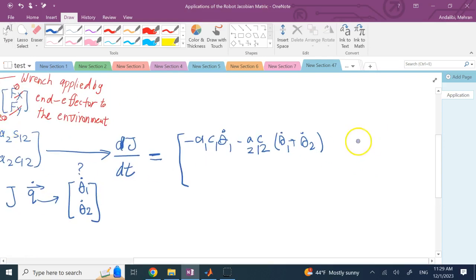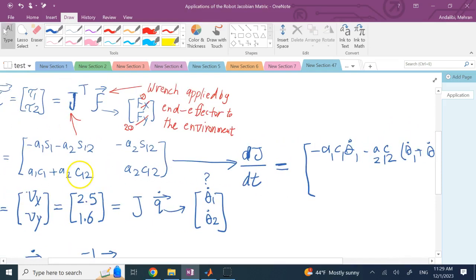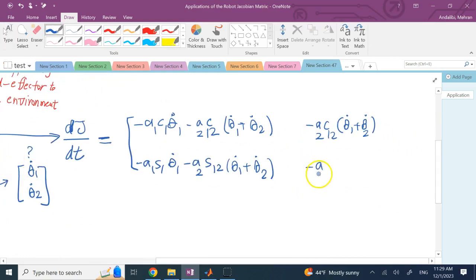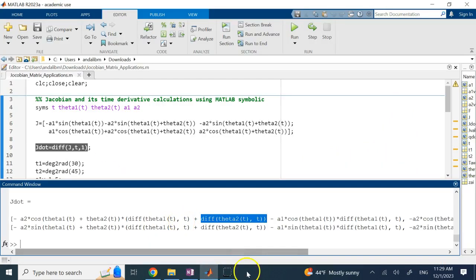Okay, and then the second term is this guy, basically, just negative a2 c12 times the sum of the two dots. And then here you have a1 c1, so it's going to be negative a1 s1 theta 1 dot, negative a2 s12 times the sum of those terms, and then again negative a2 s12 times the sum of those terms. So that is j dot, which you can also see here. Okay, that's exactly this one.